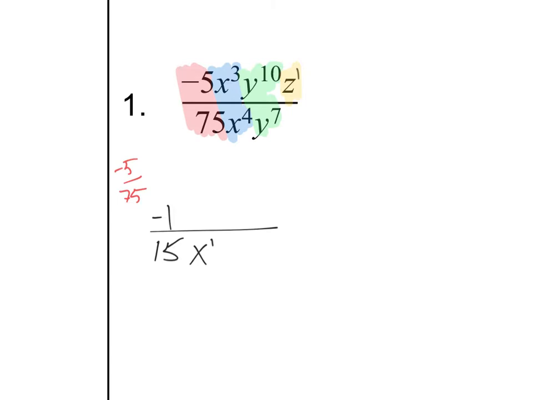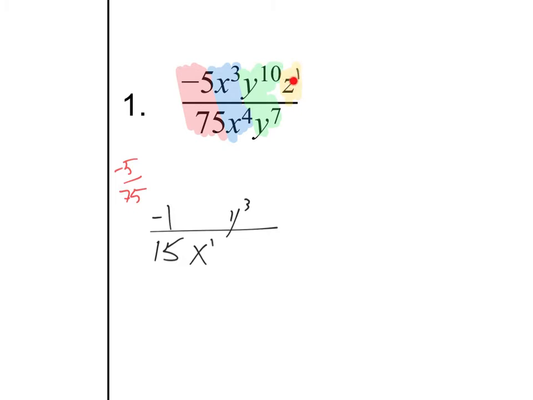Now if I look at the y's, I have 10 y's in the top, 7 y's in the bottom. If I canceled away a bunch of y's, namely I could cancel away 7, so all 7 from the bottom, but then I'd also have to cancel away 7 from the top, I'd be left with 3 y's left over, and those 3 y's would be in the numerator.